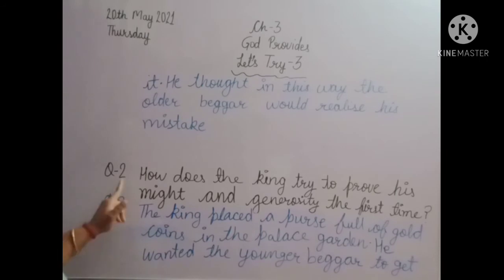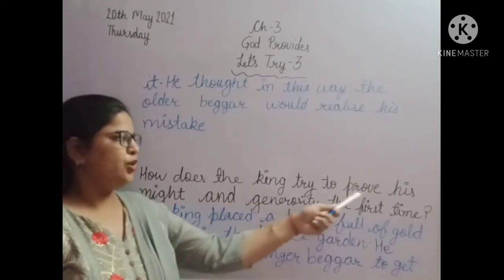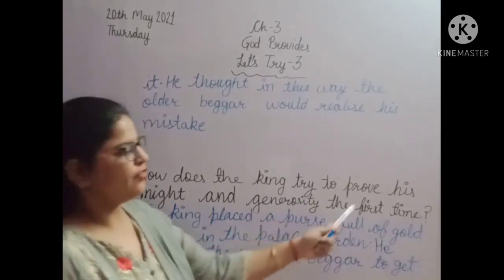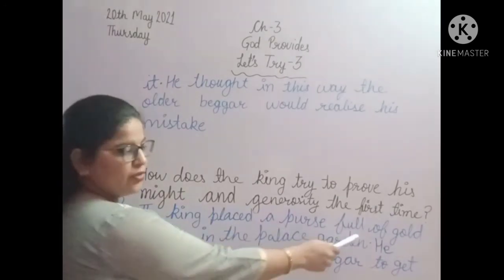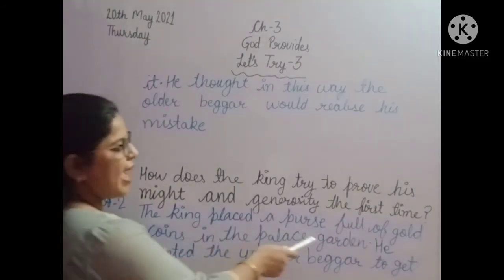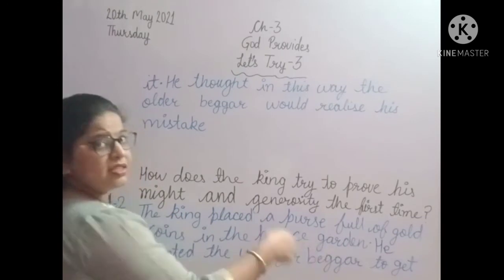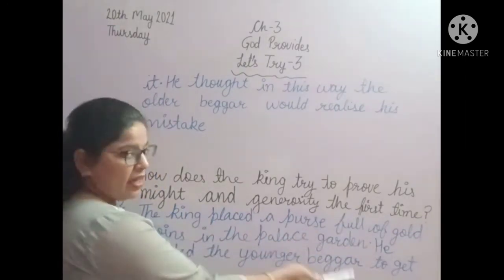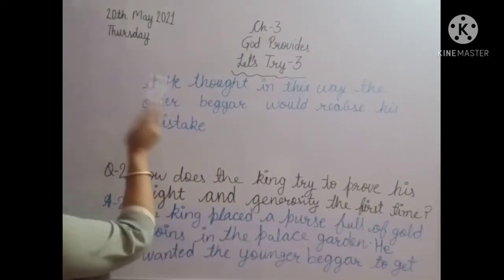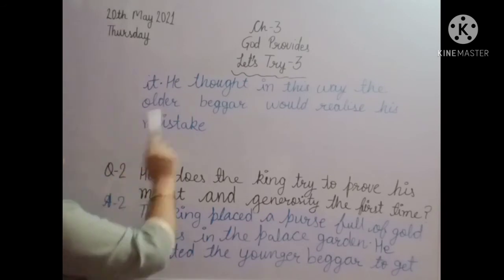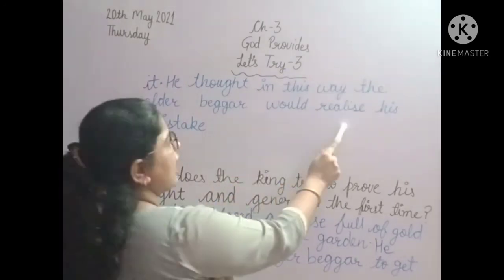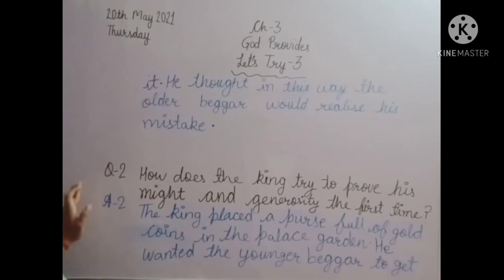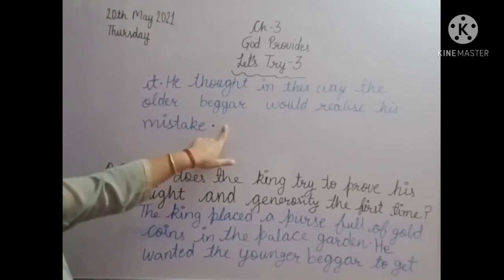So, what was the second question? The second question was, how does the king try to prove his might and generosity the first time? And the answer is, the king placed a purse full of gold coins in the palace garden. He means the king wanted the younger beggar to get it. What is it here? The purse of gold coins. He thought in this way the older beggar would realize his mistake. So this is the second question and this is the second answer. The second answer starts from here and ends here.